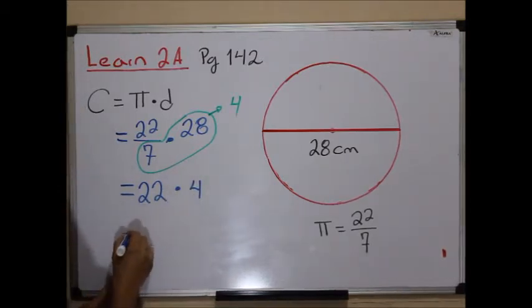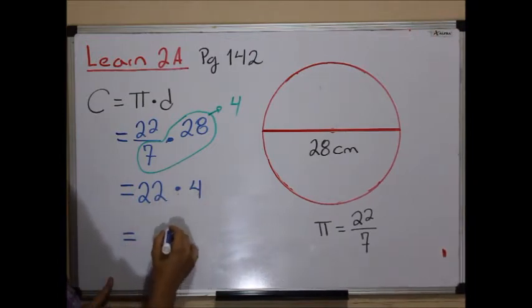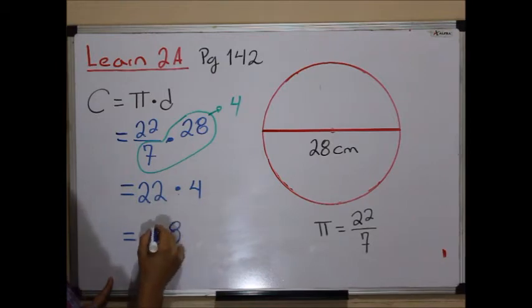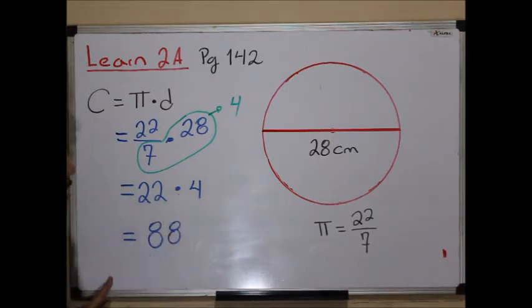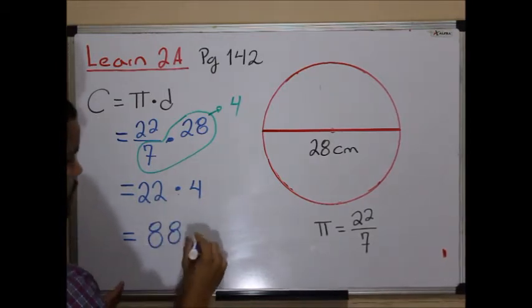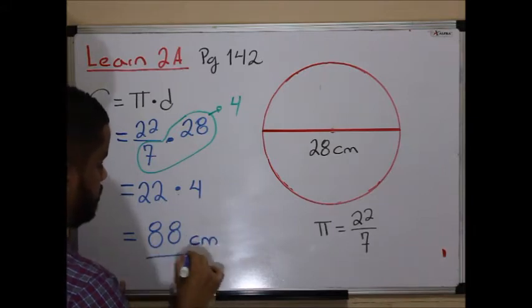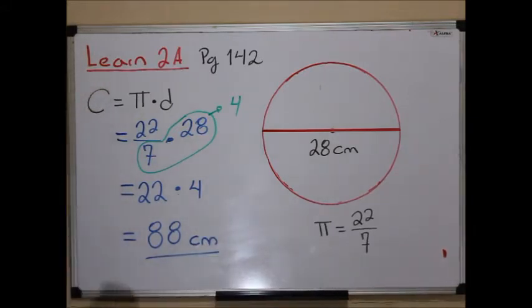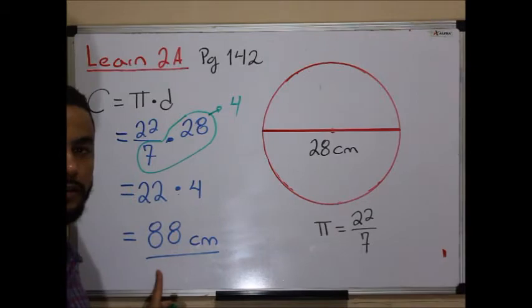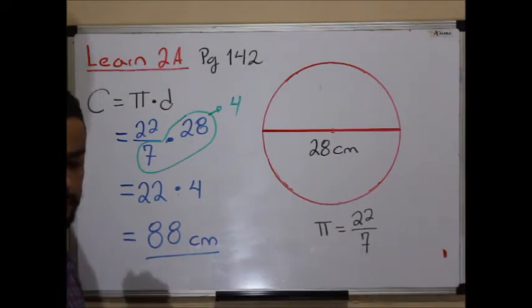Then we're going to multiply that. 2 times 4 is 8, and 2 times 4 is 8 again. So 88 centimeters will be the measure of our circumference.